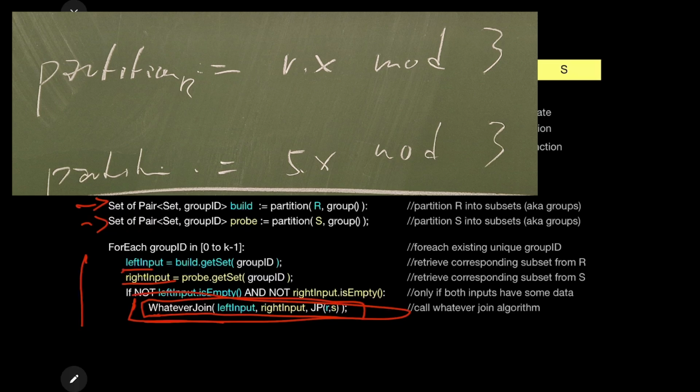So here's everybody where R.X modulo 3 is 0, so it can be perfectly divided. Here where the modulo operation is 1, here where the modulo operation is 2. Same here for S. What does that imply?